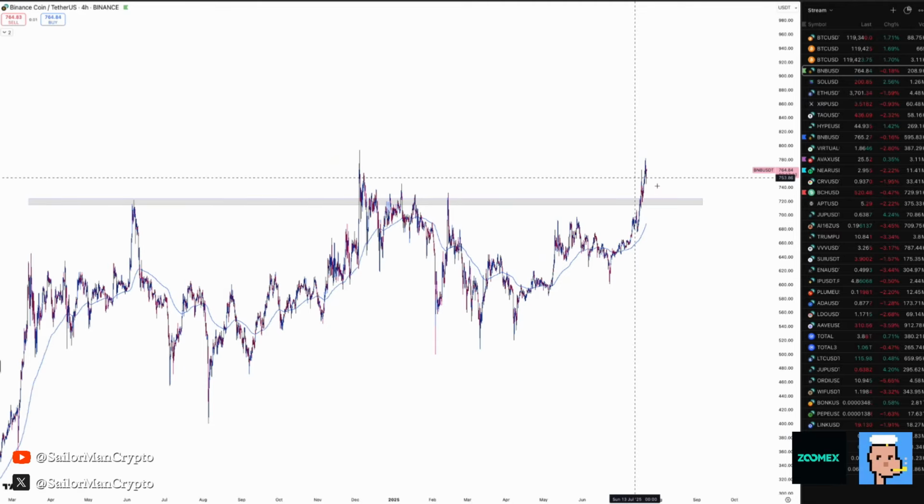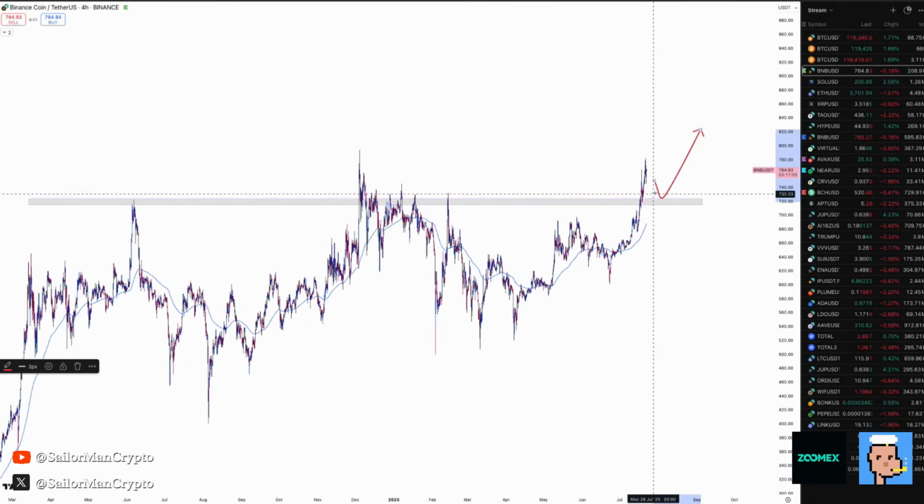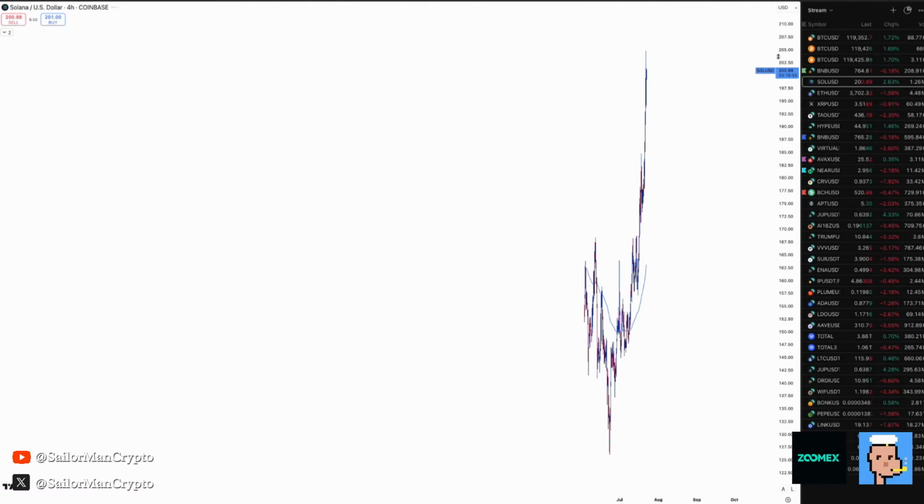Again, I'm not doing TA on all of these coins, just to keep it simple. If we get a dip, you know that Binance is in green, and you are looking at this level for a resistance flip retest setup, and you want to trade it. Again, I'll try to keep it short and not analyze each single chart.